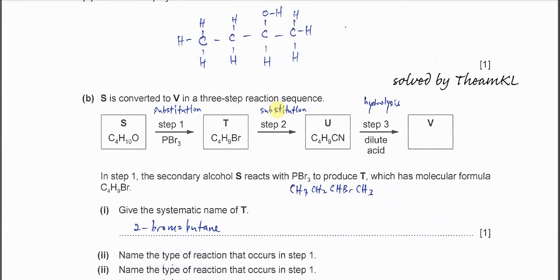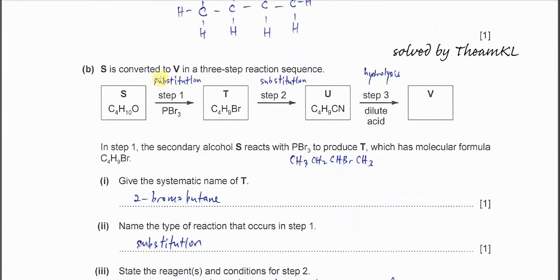Then part B. S is converted to V in a 3-step reaction sequence. First, it will form T after step 1. Step 2, then it will form U. And last, step 3, will form V. Each step, of course, will have a different type of reaction. Okay, the first one is quite clear.